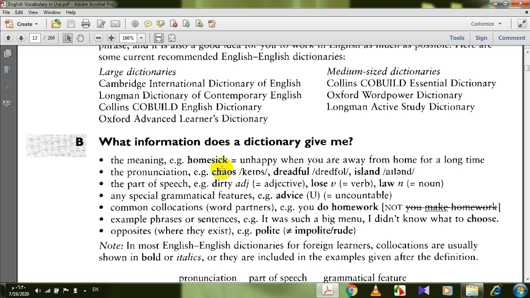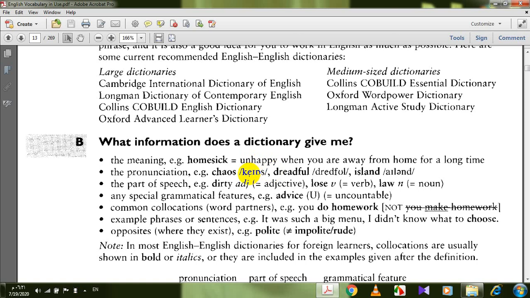Okay, so the first time you move out of the country, some people feel homesick. Okay, so this is the meaning. The pronunciation, e.g., chaos, dreadful, island. You see the symbols. It is not "chaos" or something like that. No, this is chaos, and the adjective is chaotic. It is very important to know the phonetic symbols like these.